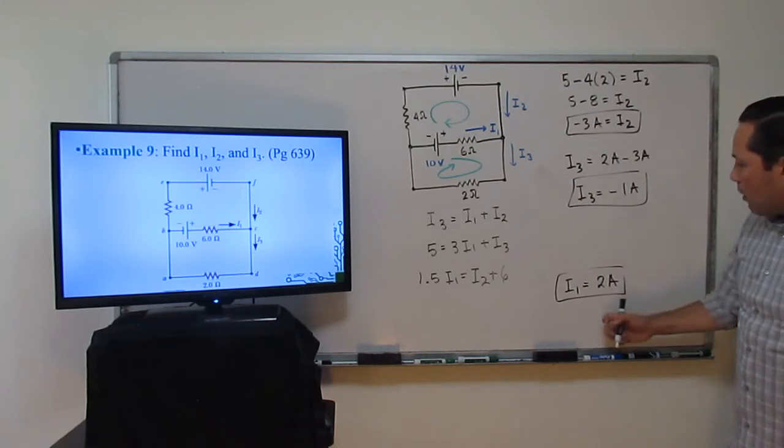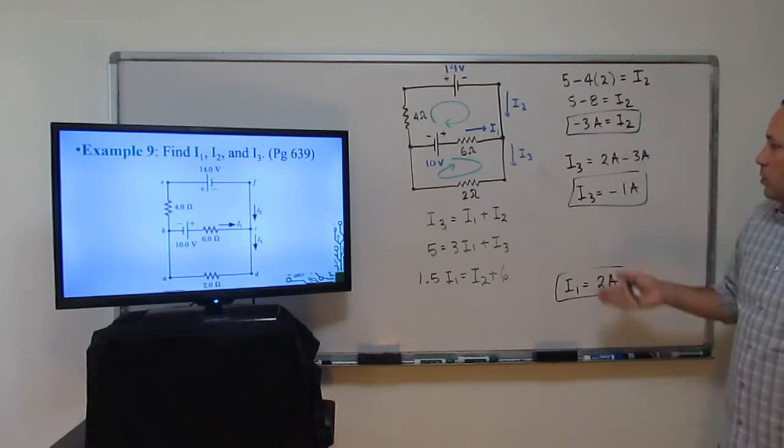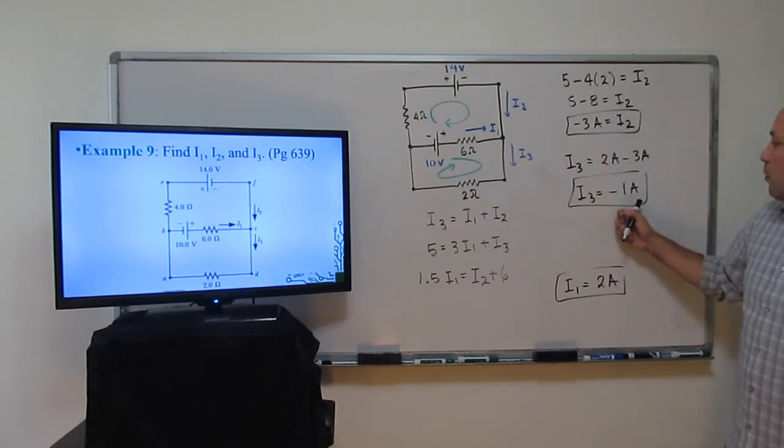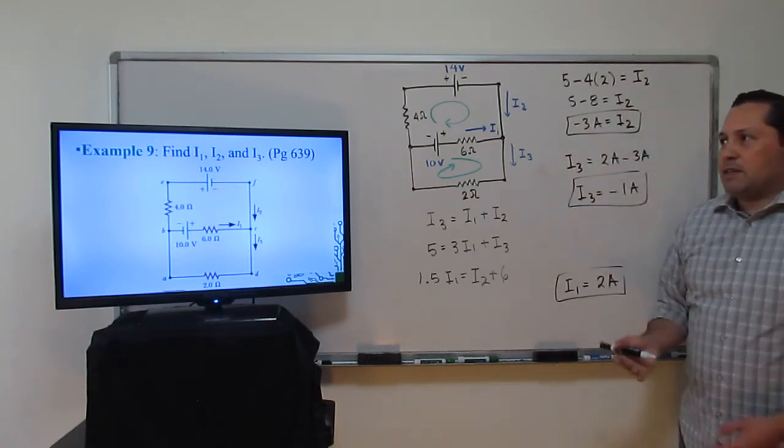All right, so we have I1, I2, and I3. Those are the currents: 2 amps, negative 3 amps, and negative 1 amp respectively. All right, that takes care of example 9.